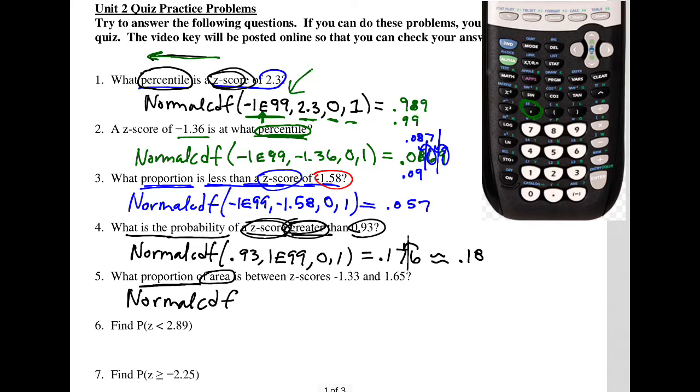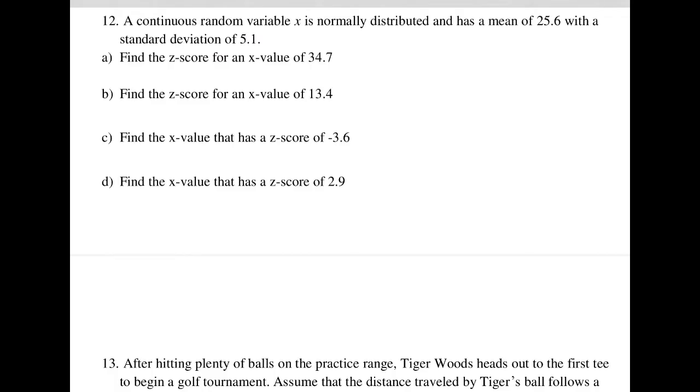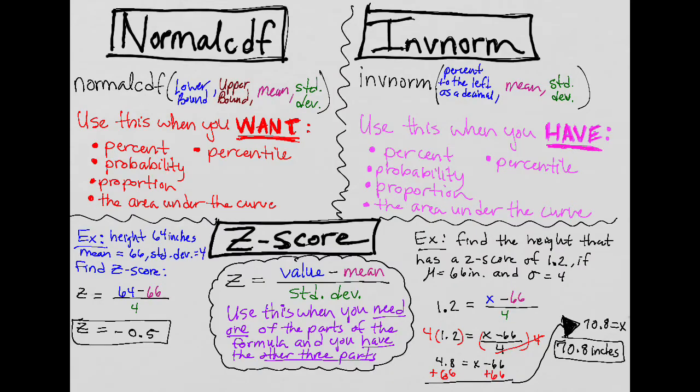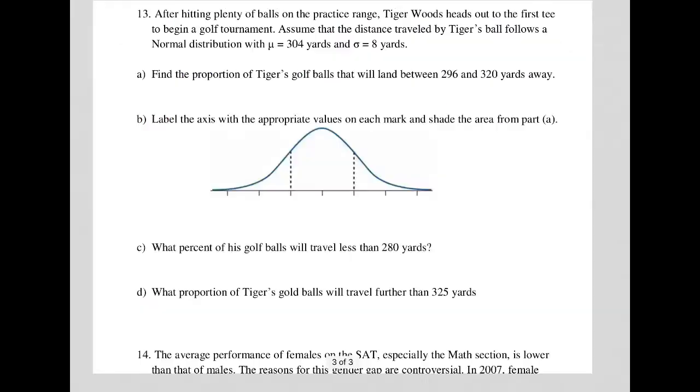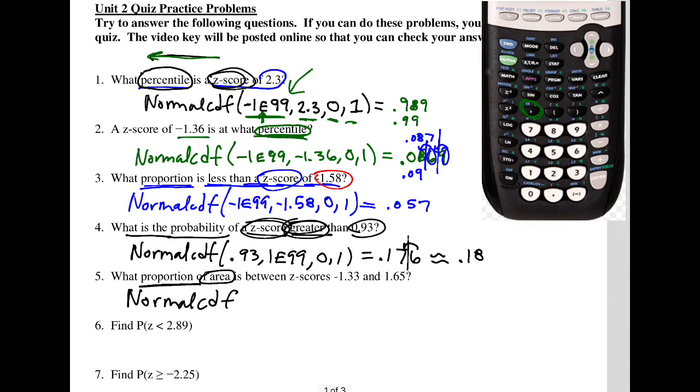Okay, of area, so still normal CDF. Once again, if you look at our chart there, that is dealing with the area under the curve. It's dealing with percent, probability, proportion. All right, so going back to the problem, we have a z-score.